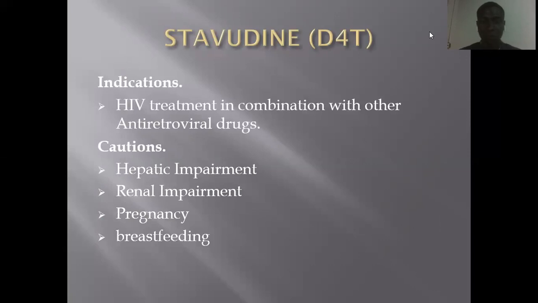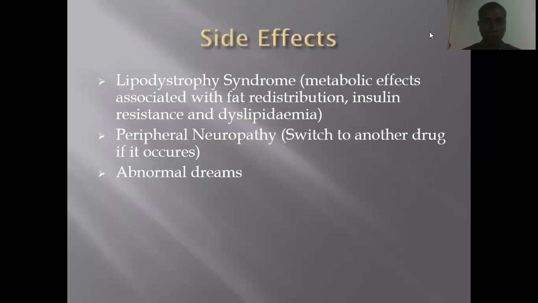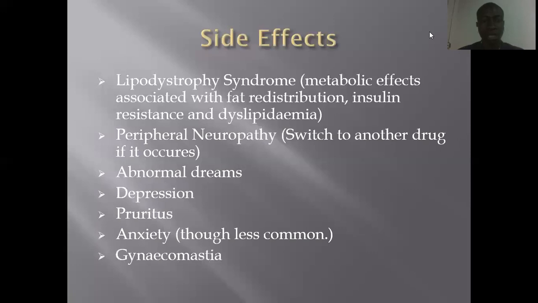Stavudine, D4T. Indication is in combination with other drugs. Caution: hepatic impairment, renal impairment, pregnancy, and also breastfeeding. Side effects: lipodystrophy syndrome, associated metabolic effects associated with fat distribution, insulin resistance, and dyslipidemia. Also peripheral neuropathy, abnormal dreams, depression, anxiety, and also gynecomastia.